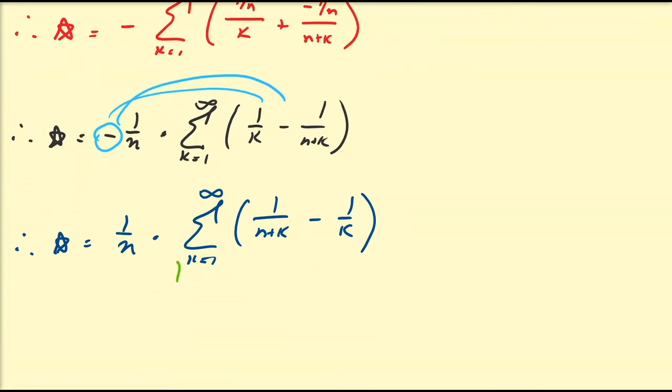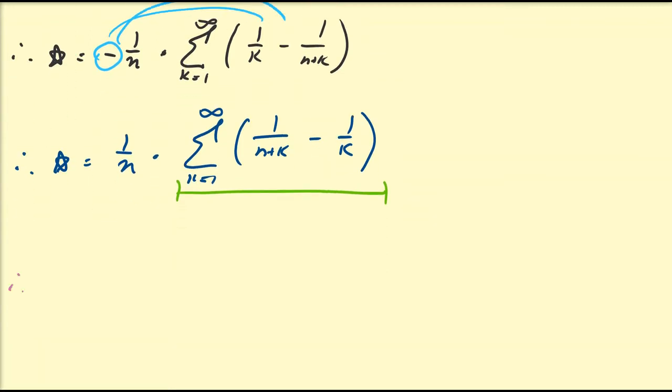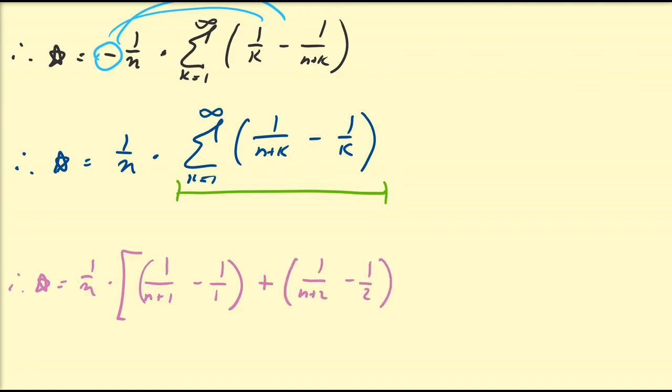Now our goal here is to figure out what this sum is equal to. So we're going to look at a bunch of partial terms and see if anything cancels. So let's look at the first few terms. So star is going to be equal to 1 over n times, so the first term when k is equal to 1, so that's going to be 1 over n plus 1 minus 1 over 1, and then plus 1 over n plus 2 minus 1 over 2, plus 1 over n plus 3 minus 1 over 3, and so on. So from these first three terms, we do not see anything that cancels.